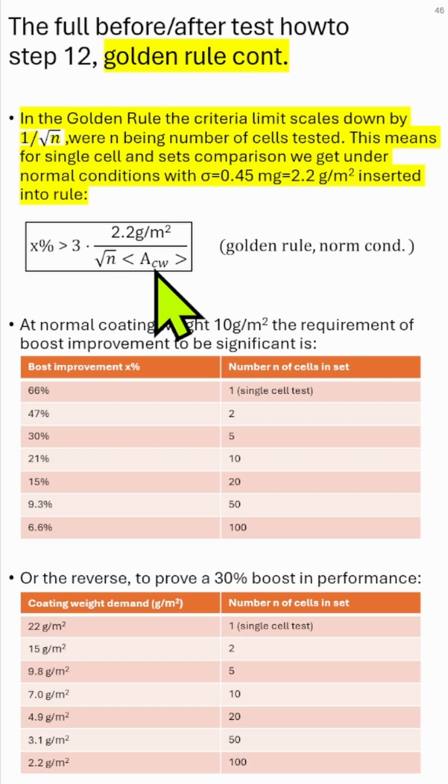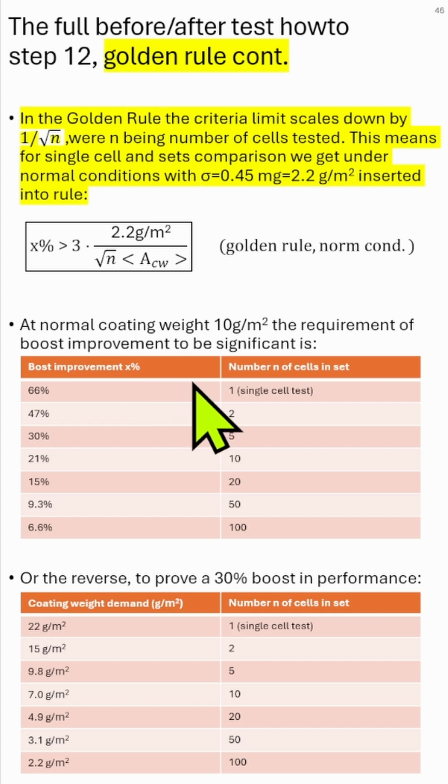So then we can do some calculations on that. So at normal coating weight of 10 grams per square meter, if we insert that into the formula, then we can calculate what is the boost improvement in percentage we need to have for it to be statistically significant as a function of the number of cells we are testing.